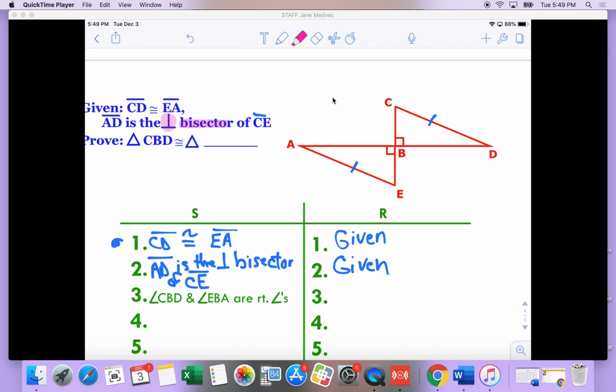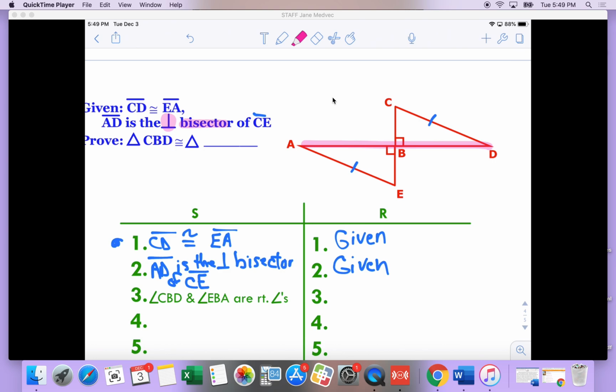So now they are saying I have a bisector. So because I have a bisector, I'm going to highlight. It says it's a perpendicular bisector. So AD is a perpendicular bisector, meaning it's cutting that CE in half. And I choose to not put just a dot there like I've done in the past, but actually highlight that line. Now we're going to go to number 3.